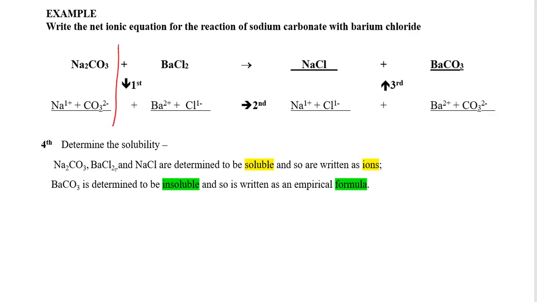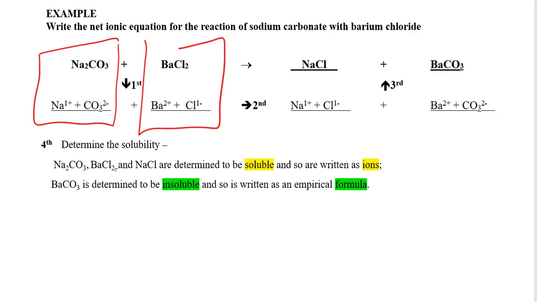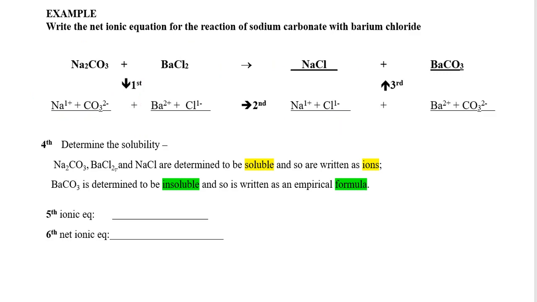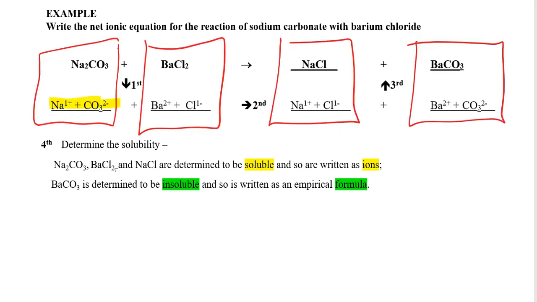If you look at it, we've got sodium carbonate, barium chloride, sodium chloride, barium carbonate. We need to say soluble or insoluble. If you go back and look at those solubility rules, sodium carbonate is going to be soluble. Barium chloride, soluble. Sodium chloride, soluble. So write them as ions. All chlorides are soluble except for silver, mercury, and lead, so write it as ions.